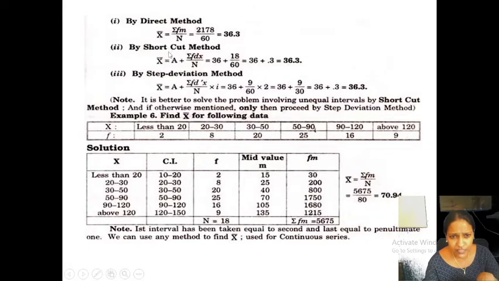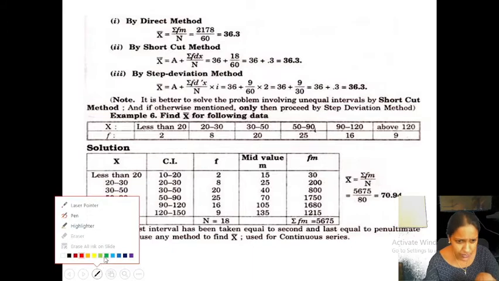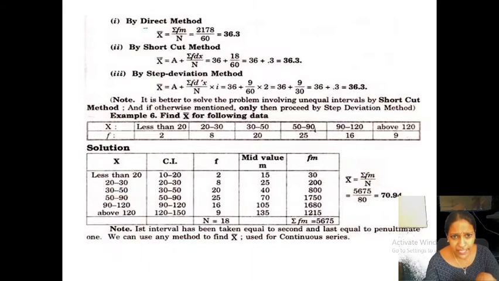So this is not that clear, but I can just explain to you that the simple direct method of mean is sigma of x divided by n. Okay, direct method. But there are some shortcut methods that you should study if it is a class interval type. So you have x with less than 20, then 20 to 30, 30 to 50, 50 to 90, 90 to 120, and above 120. And the corresponding frequency is 2, 8, 20, 25, 16, and 9.